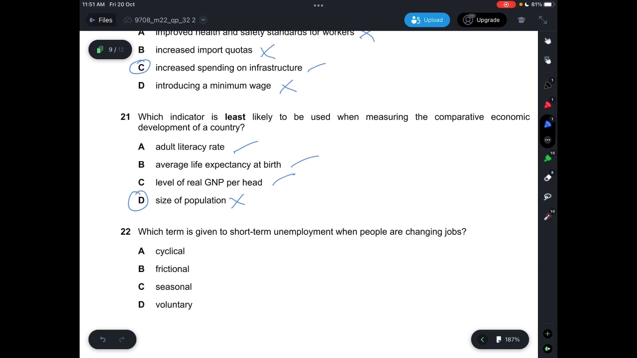Question 22. Which term is given to short-term unemployment when people are changing jobs? This one is frictional unemployment, so the answer is A.